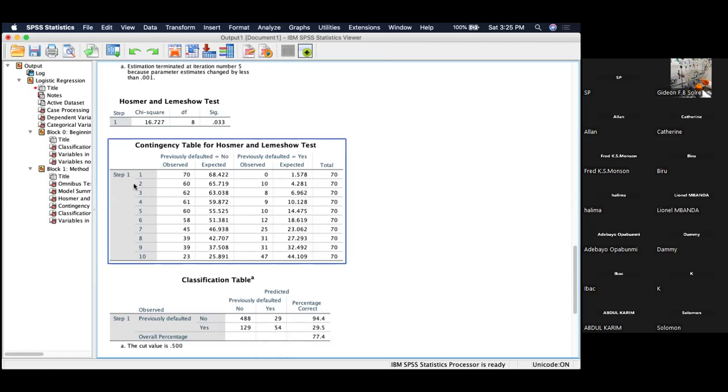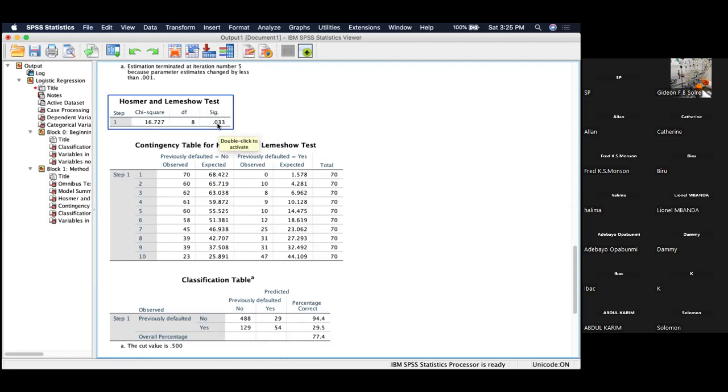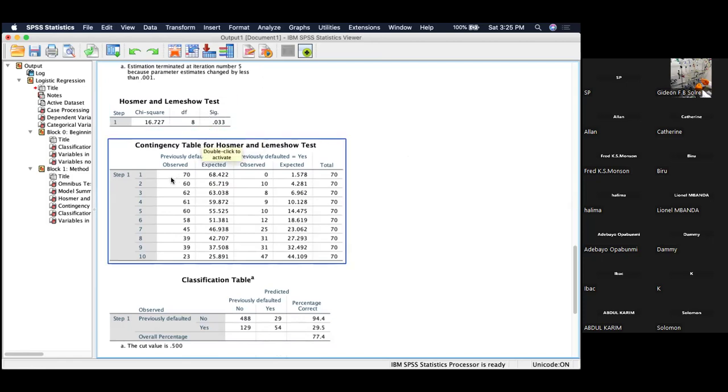So what it means is that if this test is not significant, meaning if the significance value is greater than 0.05, we would expect the values under the observed and expected columns to be almost equal. But here we can see that there are variations: 70, 68, 60, 65. So it means this test is not significant.